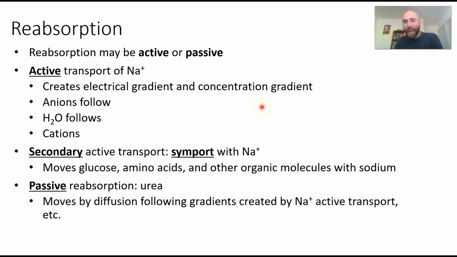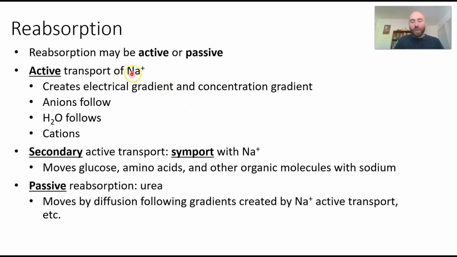So the first thing that is going to happen once that filtrate hits the PCT is the active transport of sodium back into the cardiovascular system, so from the filtrate to the plasma. So we are going to actively transport sodium. And the movement of sodium is super important because by moving sodium, we are going to create gradients that are going to pull other things back to the cardiovascular side.